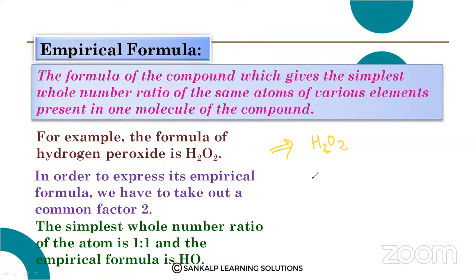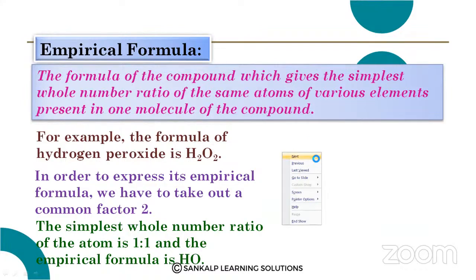You take it common and take it out. So what is the simplest whole number ratio? When you take 2 out, it comes to be 1:1. One hydrogen and one oxygen is left. Whenever you are finding the empirical formula, it tells you the simplest whole number ratio, so it is 1:1. So what is the empirical formula? When you take 2 common, it becomes HO. This is the method to find the empirical formula.